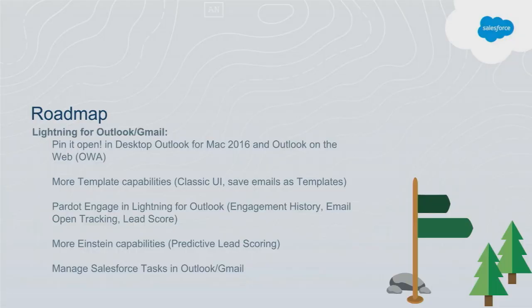We're going to continue investing in those email template capabilities, such as supporting classic UI templates and allowing you to create new templates directly from your email application. And then we're working with other teams. We're working with the Einstein team to bring the predictive lead scoring capabilities right where you work in Outlook and in Gmail, as well as with the Pardot guys, so you can see the engagement history that you have with your prospects and your leads.